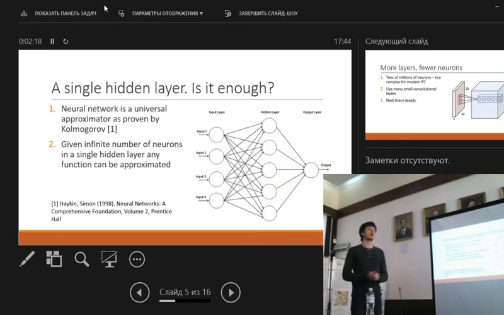Kolmogorov has proven that a single hidden neural network layer is enough to approximate any function with arbitrary precision. But there is a catch in the theorem. You have to have an unlimited number of neurons in that hidden layer. And for a modern day PC, it is quite complex to train a neural network with tens of millions of neurons, not to say an infinite amount of them.